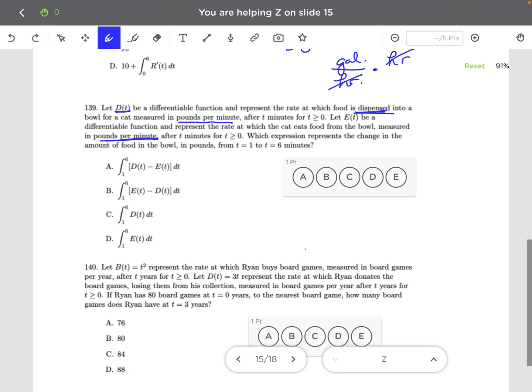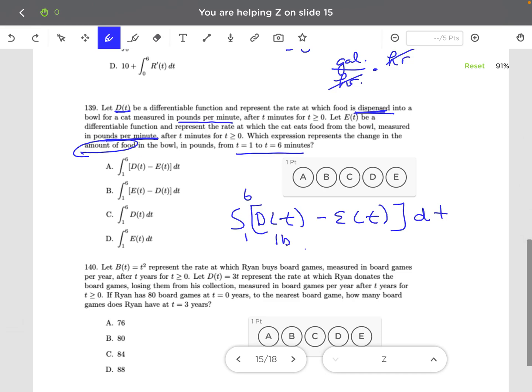Which expression represents the change in the amount of the food in the bowl from t equals 1 to 6? So I need to know what's the difference in the amount going in versus the amount going out. And I want units to be the amount of food. So if I integrate the rate, that will give me the total amount of food. But I need to look at the difference between the amount going in and going out. And I just want to know what happens from 1 to 6. So again, think about units here. If this is pounds per minute, and then you multiply minutes, which is dt, you'll get total pounds. And that's what I want for the units, at least, in terms of amount of food. So your answer choice here would be A.